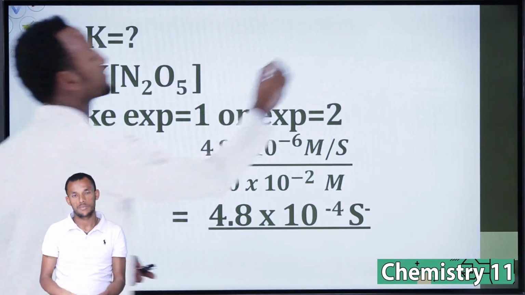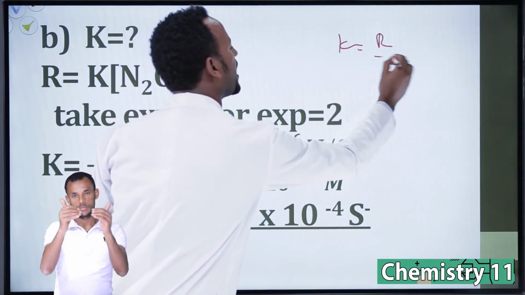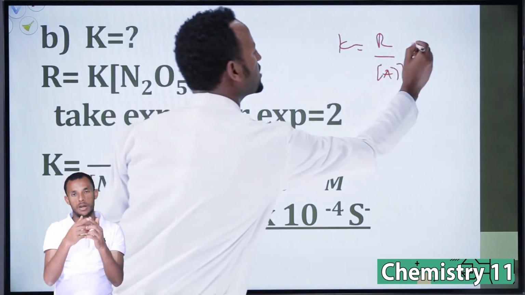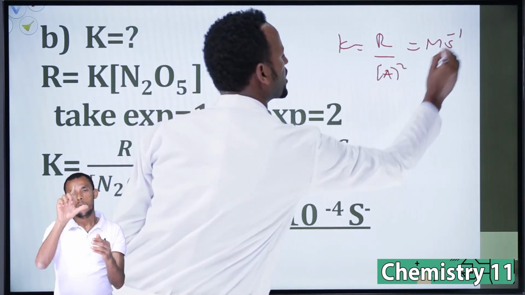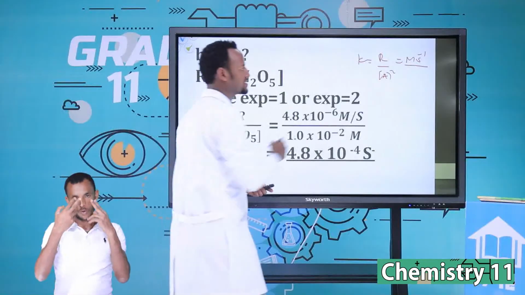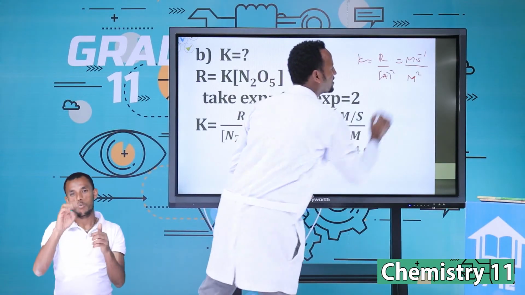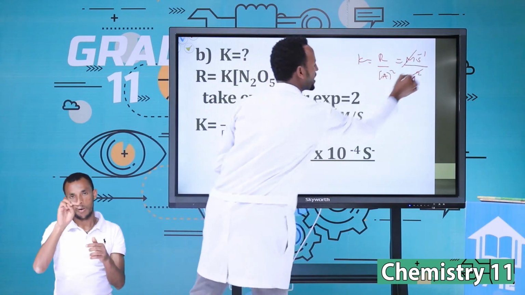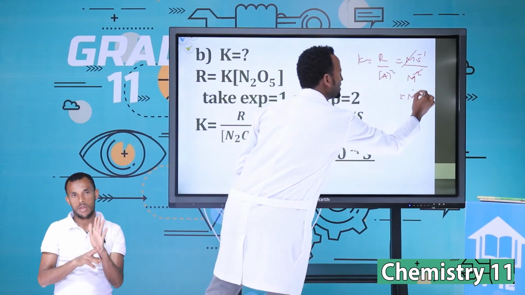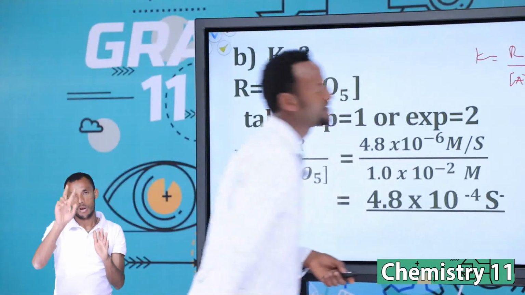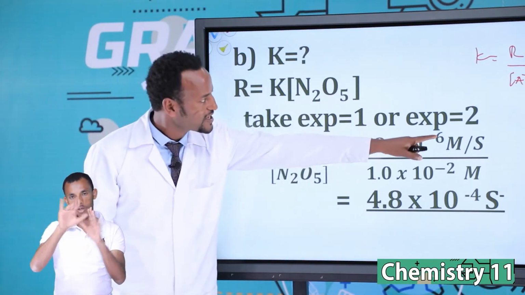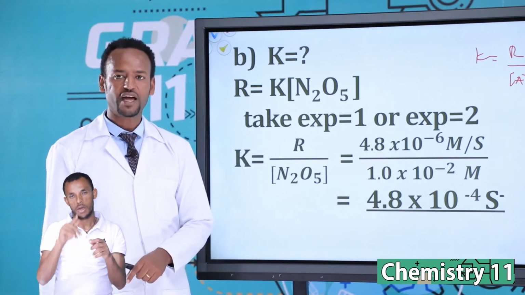If this reaction is a second order reaction, look at this one. For a second order reaction, K is equal to R over A to the power of 2. R is what? Molar per second, because the unit of rate is molar per second. What is A? Concentration of reactant, which is molarity squared. Now in this case, 1 molarity is cancelled by 1 molarity. What is the final unit? Per molarity per second. This is the unit of the rate constant for a second order reaction.